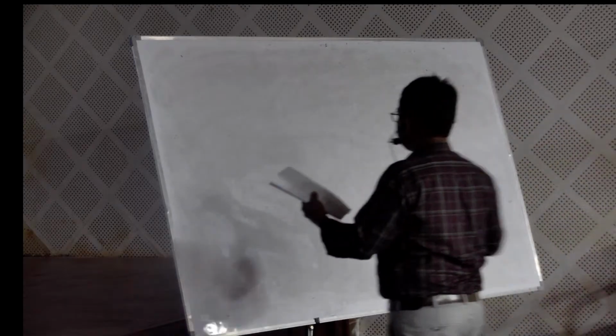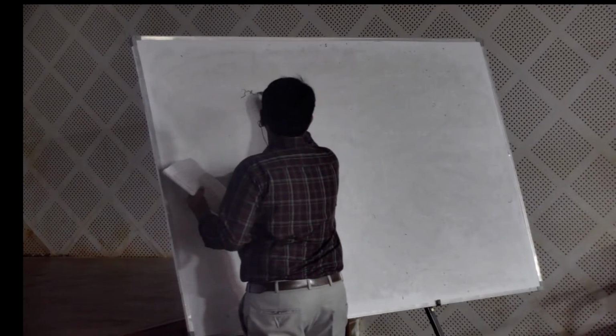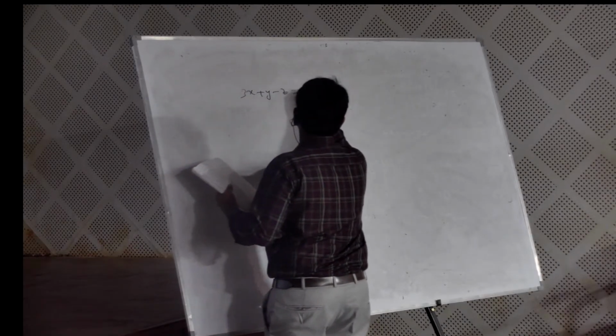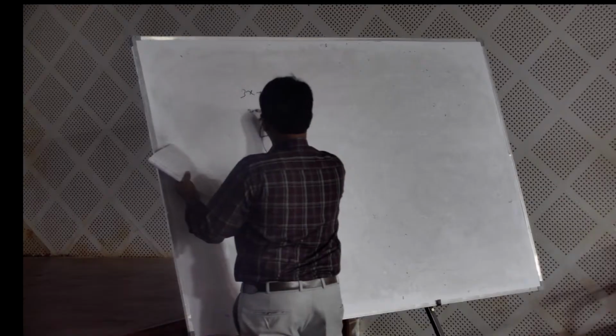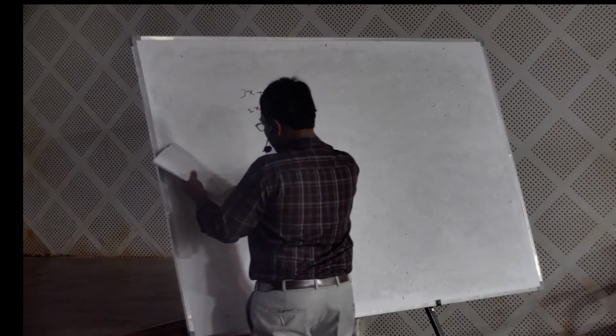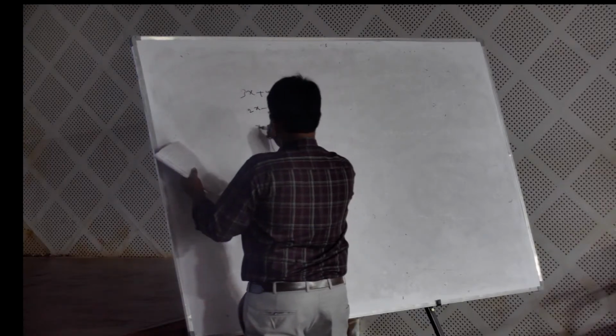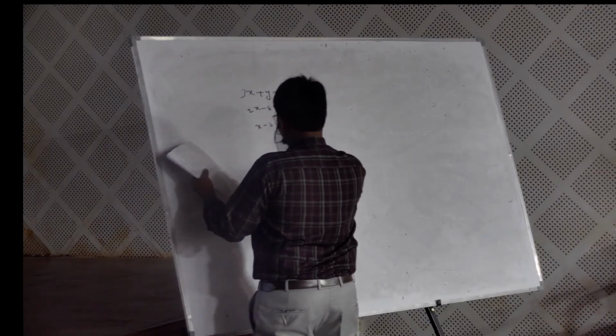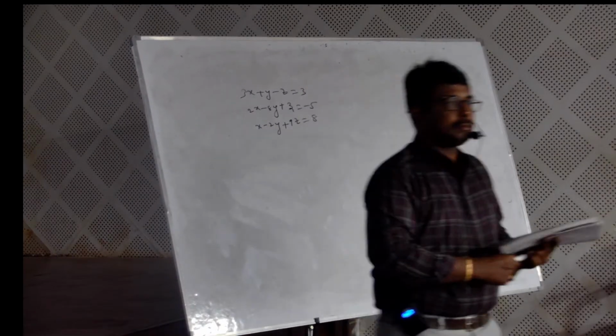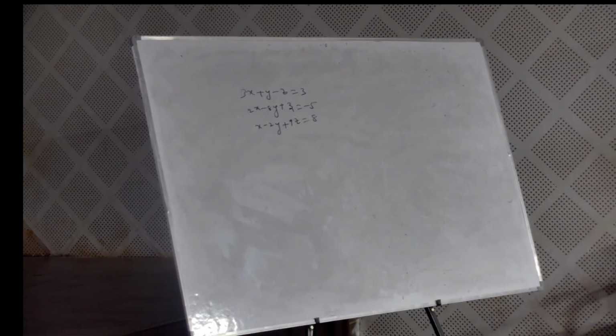Girls, 3x plus y. x plus y minus z equal to 3. 3x plus y minus z equal to 3. 2x minus 8y plus z equal to minus 5. x minus 2y plus 9z equal to 8. Solve by Gauss elimination method.